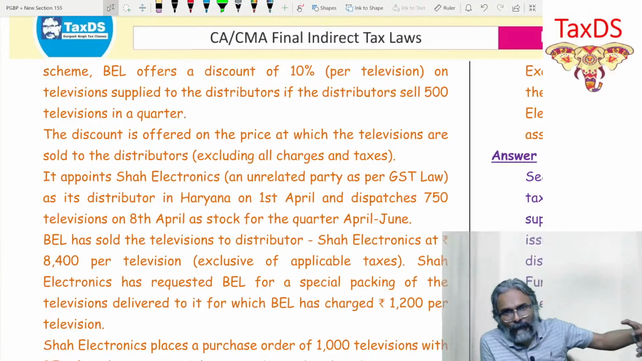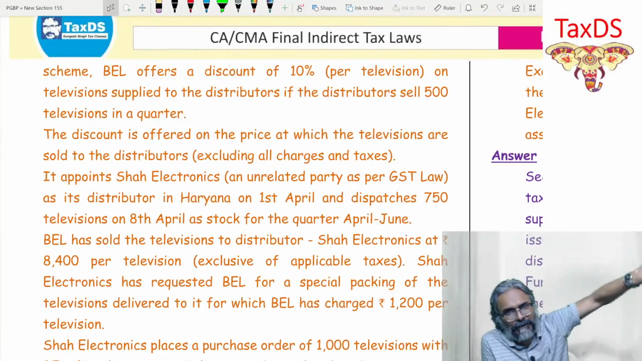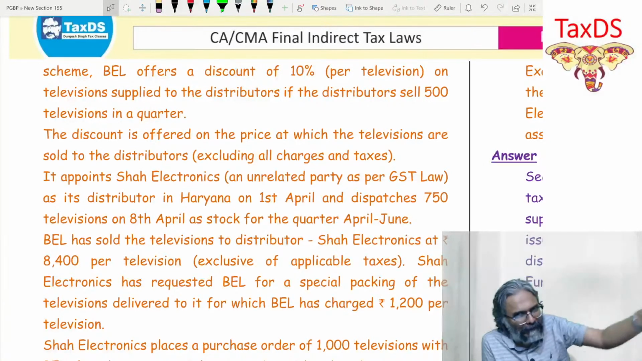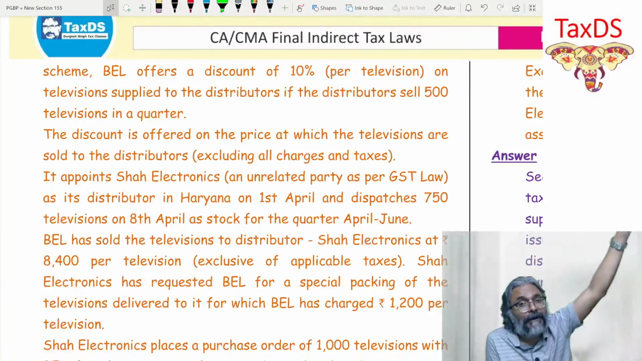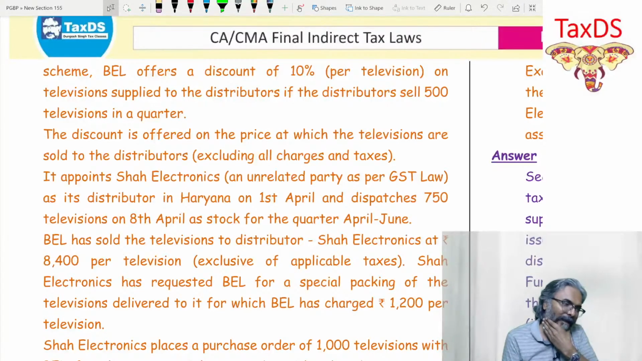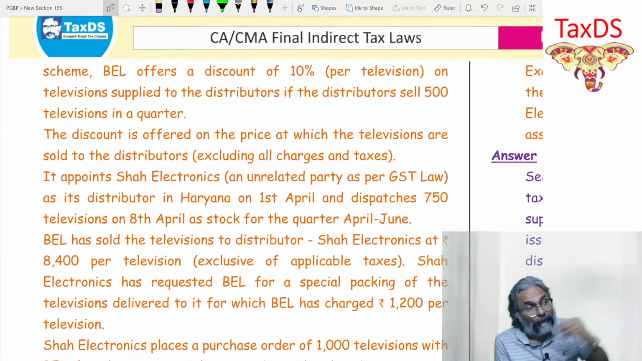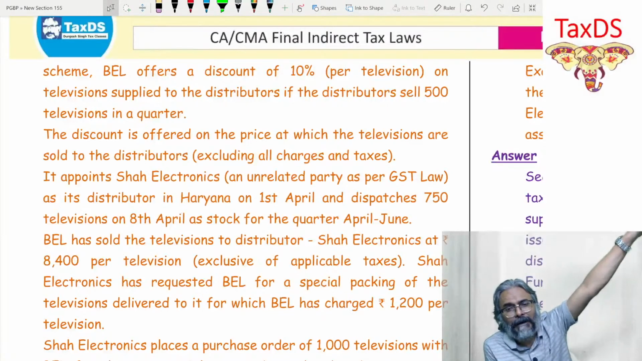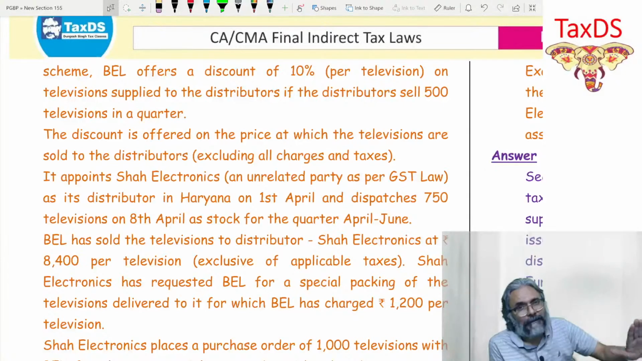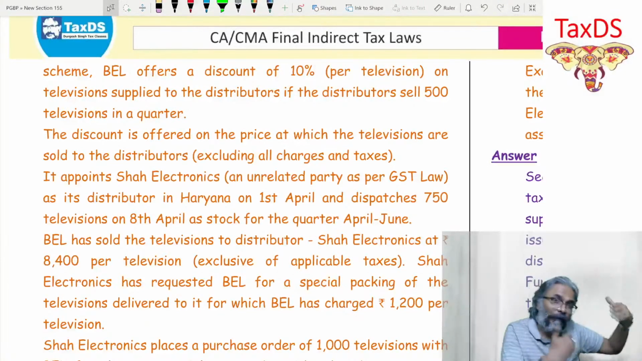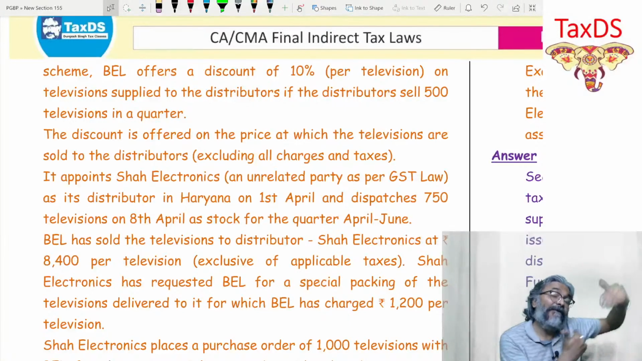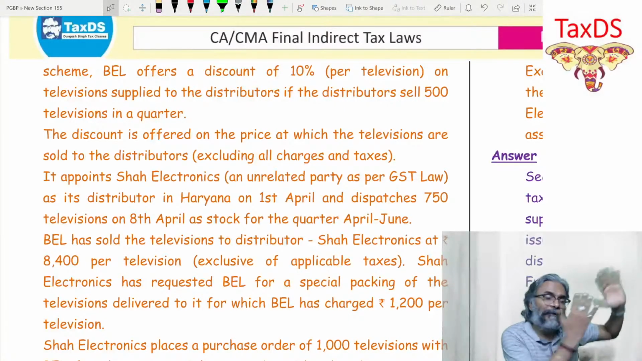So I will give the distributor 10% discount if you, the distributor, sell 500 televisions in that quarter. That is the criteria. So if you sell 500 or above, I will give you 10% discount on every television, which means the entire consignment. Whatever consignment I have given to the distributor, I'll give you 10% discount.